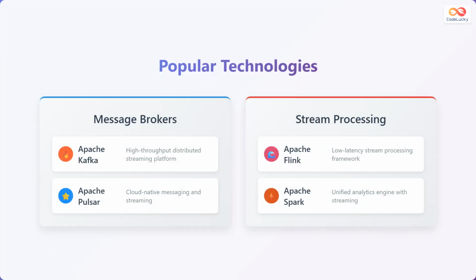Now let's explore some popular streaming technologies. Message brokers like Apache Kafka, which is a high-throughput distributed streaming platform, and Apache Pulsar, which is a cloud-native messaging and streaming platform. For stream processing, we have engines like Apache Flink, a low-latency stream processing framework, and Apache Spark, a unified analytics engine with streaming capabilities.